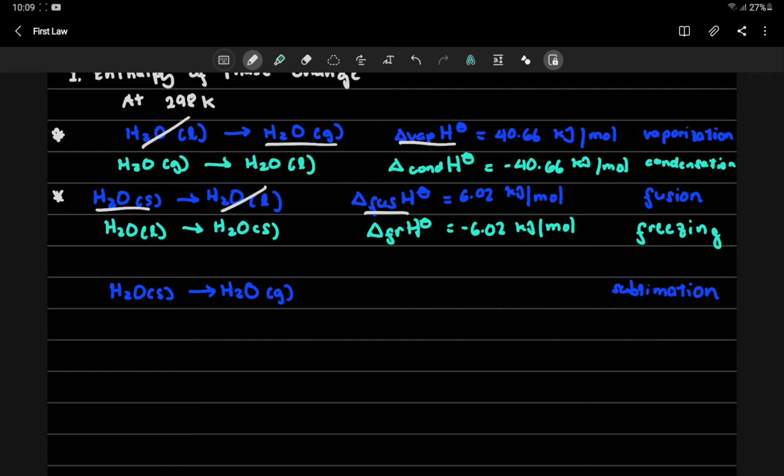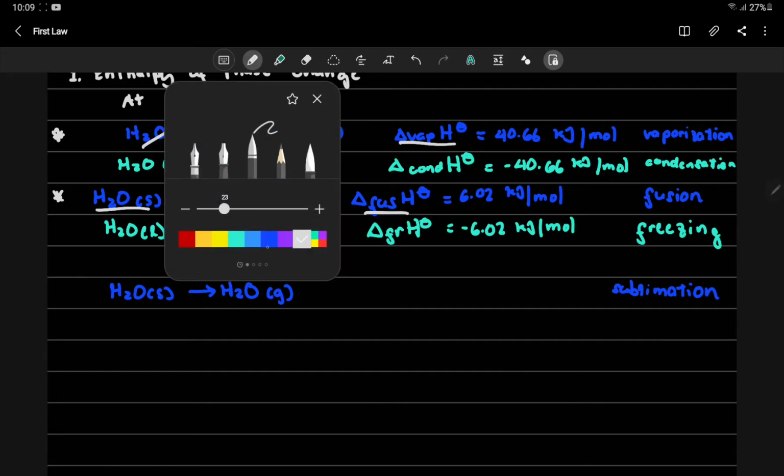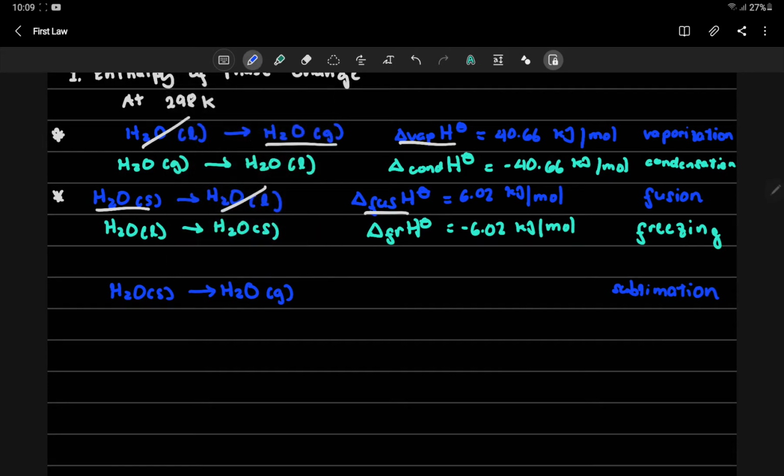So, ibig sabihin, yung enthalpy of sublimation will be equal to the enthalpies of vaporization plus the enthalpy of fusion. So that is your enthalpy of sublimation.